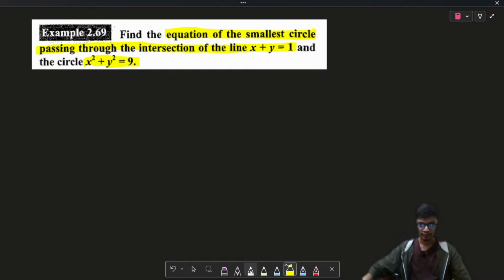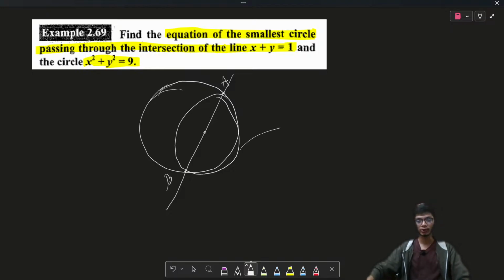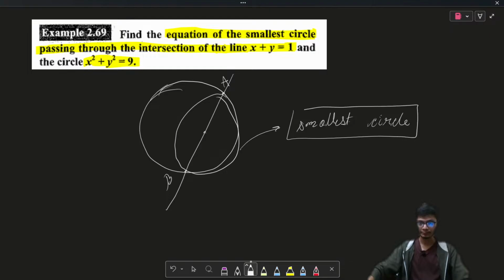Okay. So if I try to explain this particular thing, if we have this circle passing through the intersection of these two lines, right? So the circle is going to be the smallest circle if this chord, let us call this line AB, the chord AB. So this circle must have AB as its diameter, right? So this is going to be the smallest circle.